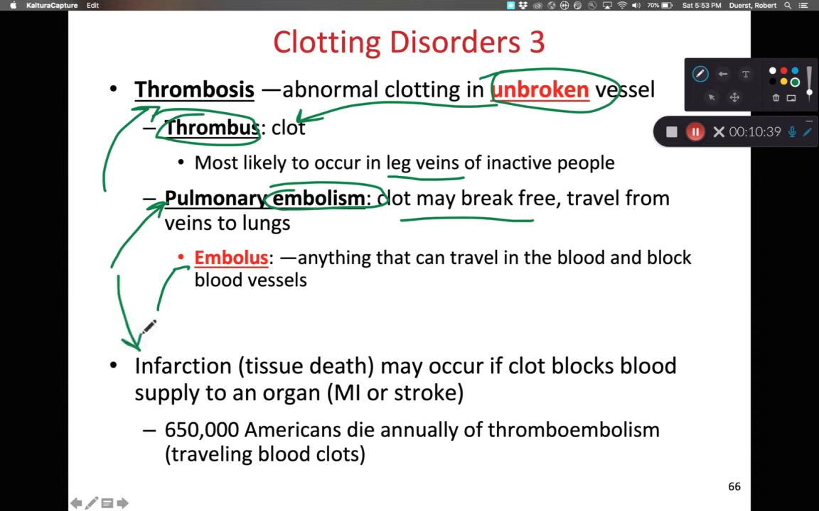Now, infarction is a technical term for tissue death, but this is tissue death that has occurred from blocked blood supply or blocked blood flow. So we can have an MI, myocardial infarction, or a stroke, or as my wife lovingly refers to them, a brain attack. We have hundreds of thousands of these infarctions in America every single year. Thromboemboli are a major killer of Americans. They're a big deal.